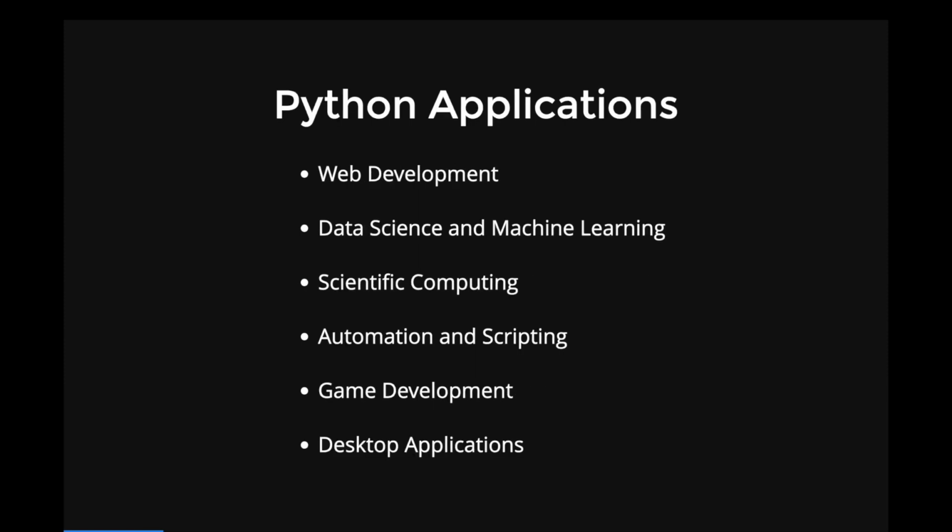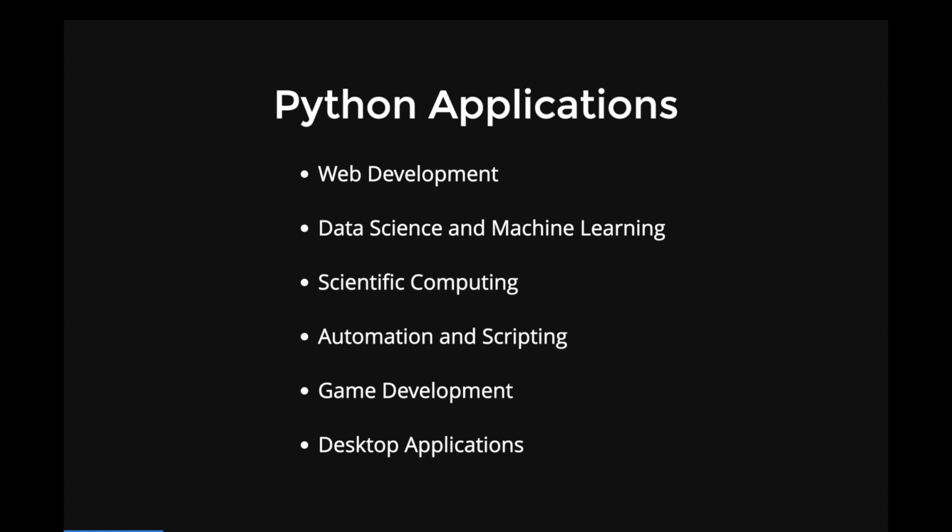Python applications. Python is used in a wide range of industries and domains, including web development. Frameworks like Django and Flask are popular choices for building web applications. Data science and machine learning. Python is the preferred language for data analysis and machine learning tasks thanks to libraries like NumPy, Pandas, Scikit-learn, TensorFlow, and PyTorch. Scientific computing. Python is widely used in scientific research and computational science due to its rich ecosystem of libraries like SciPy and Matplotlib.